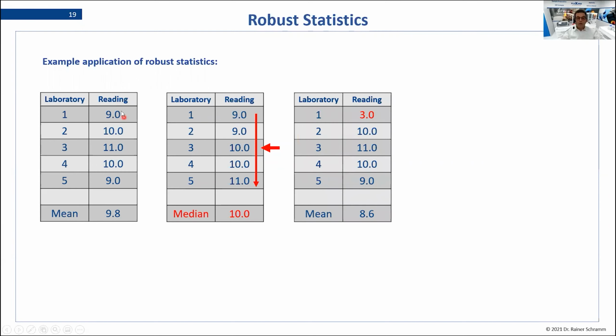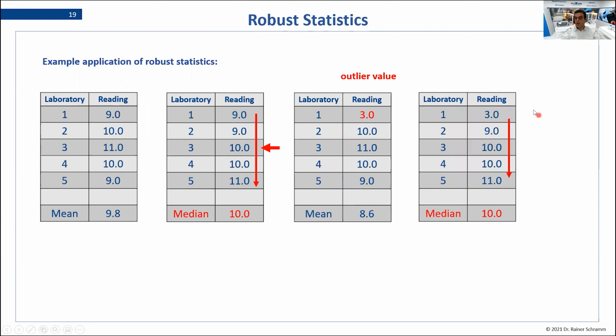But now let us assume that one of these values is an outlier. So not 9, it was 3. Then you see that our mean value changes drastically. While if we again calculate our median, it doesn't change. So this is something I want to underline here, that a median is not so sensitive to outlier values. And this is called a robust mean value. So this is the reason why we want to use robust statistics, to be less sensitive to outlier values. And this is why we use these kinds of methods.